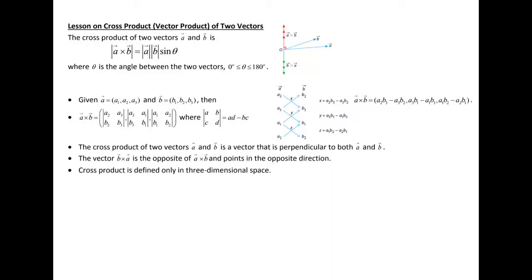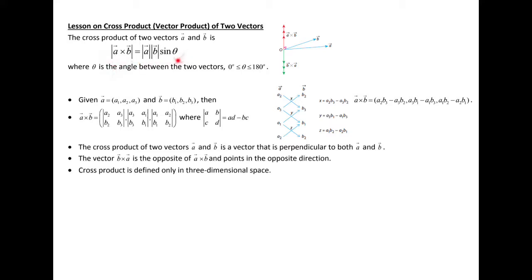This lesson, we're going to learn how to do cross product, which is also known as a vector product of two vectors. The cross product between vectors A and B is to create another vector that is perpendicular to both vector A and vector B.